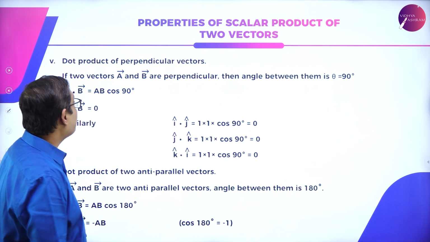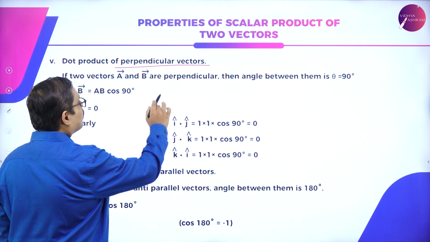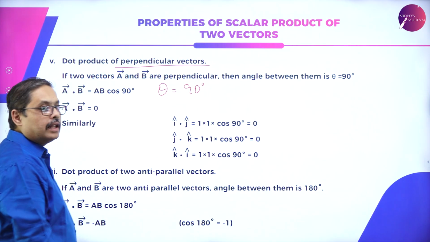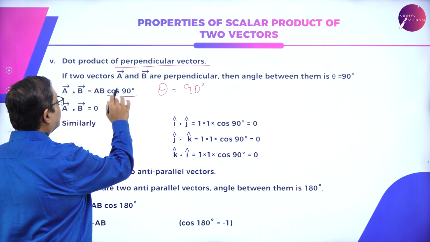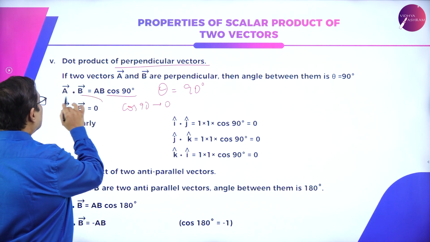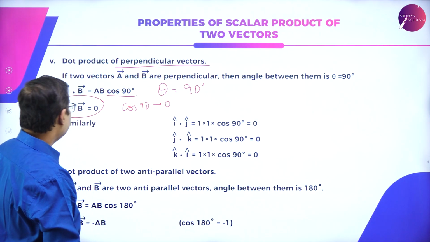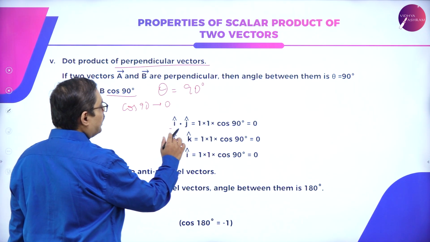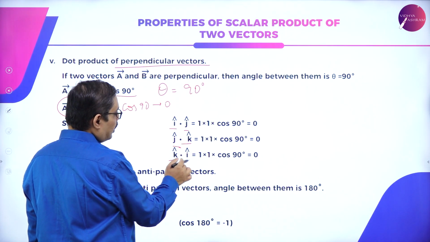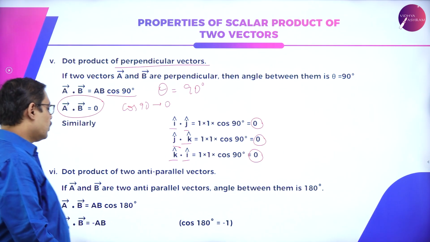Let us check what will happen to the dot product of perpendicular vectors. Perpendicular vectors implies that theta is 90 degrees. So what will happen? A dot B is AB cos 90. Please remember cos 90 is 0. So the dot product of two perpendicular vectors shall be 0. Similarly, if I multiply i dot j, j dot k, k dot i, the answers that I get will be 0. Okay.